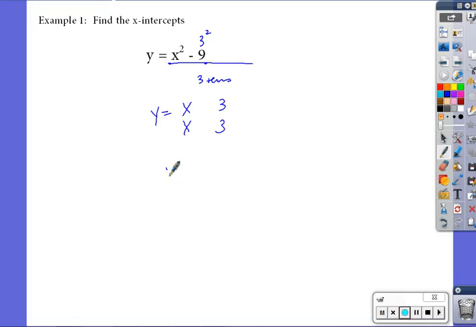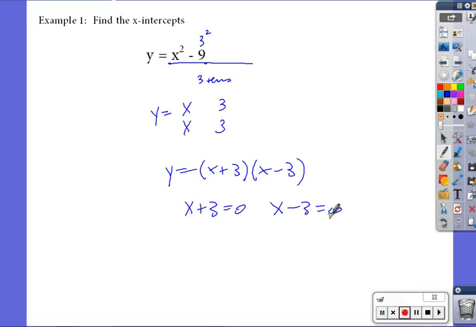And then we end up getting x plus 3, x minus 3. We still let them both equal 0. That's what zero product property says. And we get negative 3 and positive 3 for our x-intercepts. Again, don't forget, the last step is to always write them as a coordinate, because they are the coordinate where the graph touches the x-axis. Zero product property.